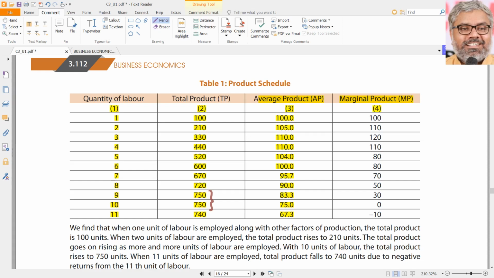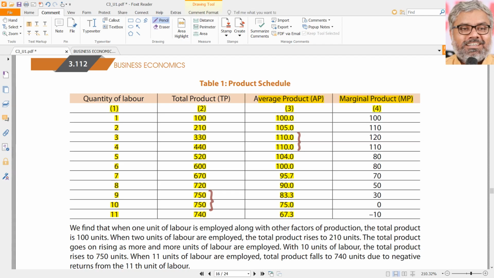Further, the table is irrelevant. Why? Because it will make no sense. When the total product itself is declining, why should you increase the number of labor? But at least we know that there is going to be a decline after a certain level. But is the average product also going the same way? No. Average product started declining here only, when the average product reached 110. Afterwards, it continued to decline only.